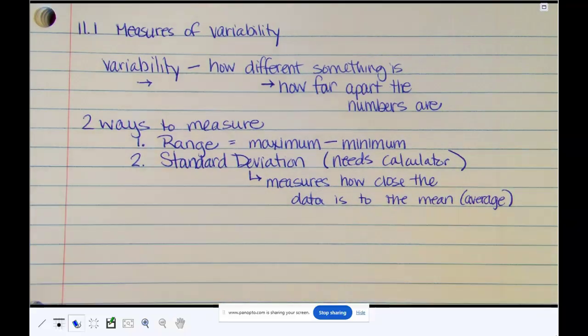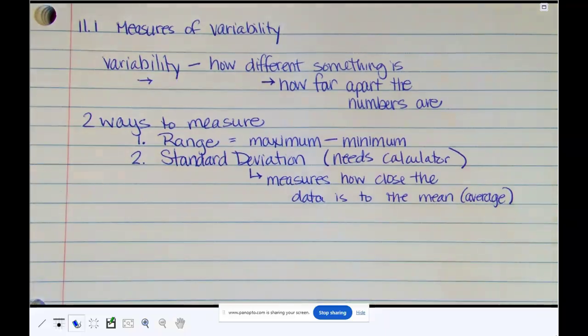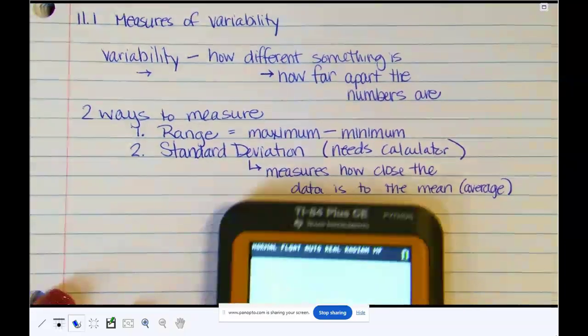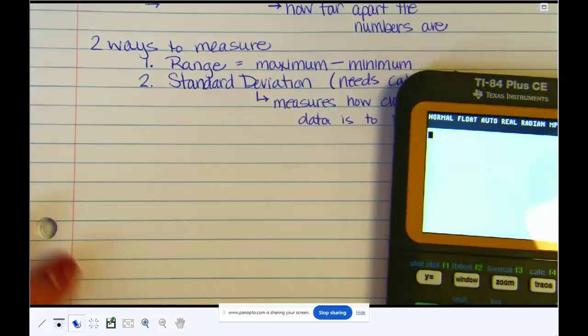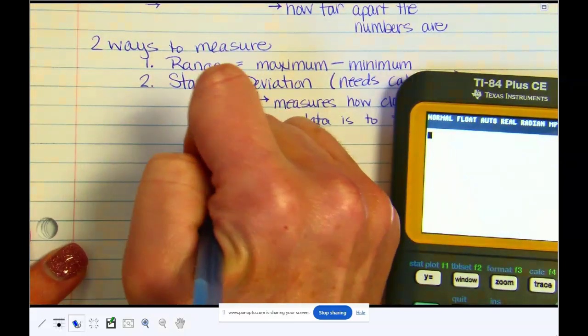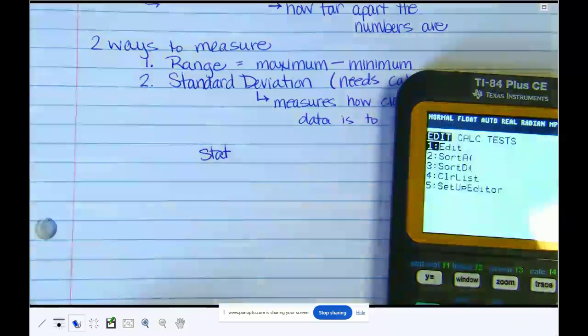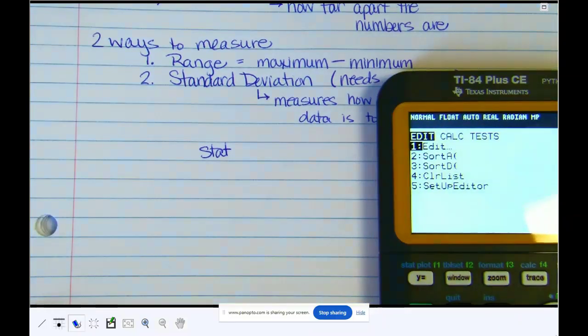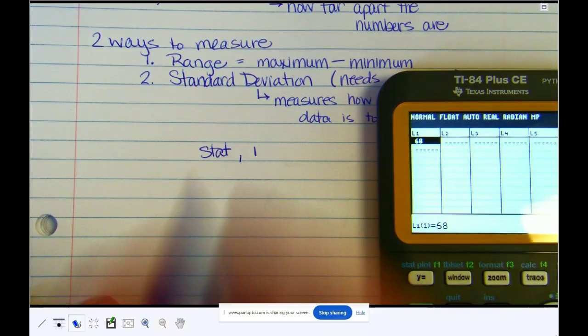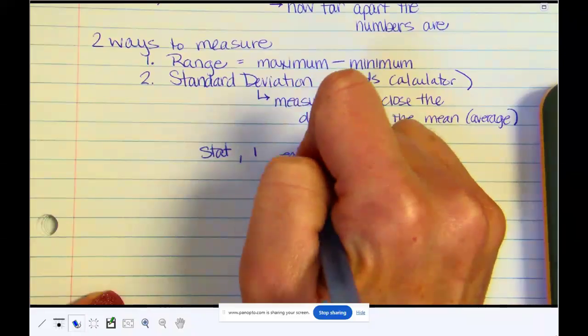What I want to do is show you how to use your calculator to get the standard deviation. Some of the steps you've already done. The first thing you do is go to stat. This is where we put numbers in. You're going to go right in and enter the numbers.